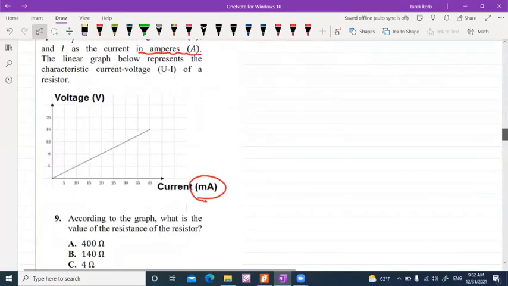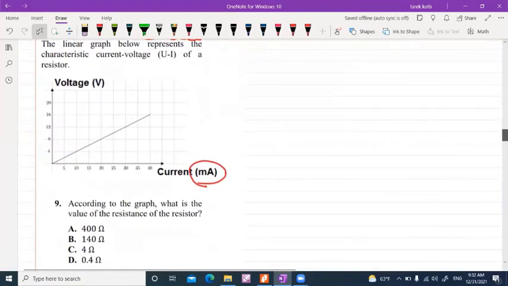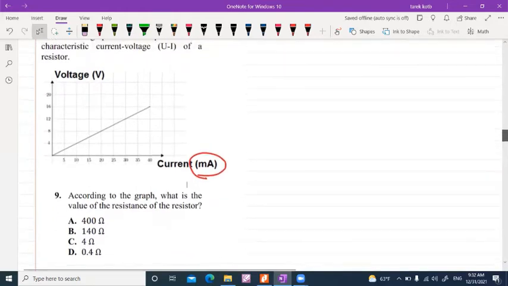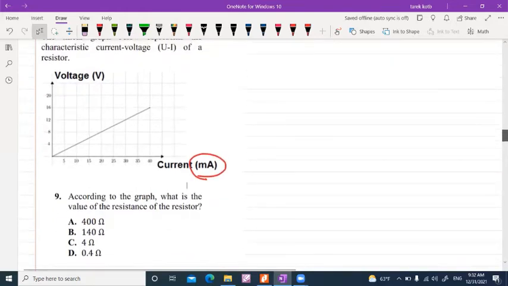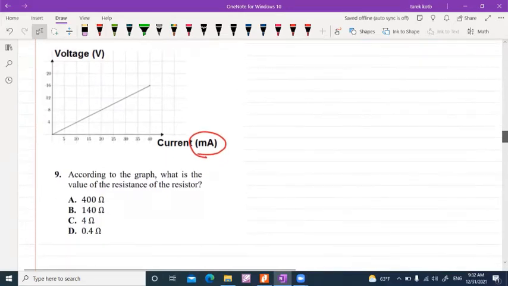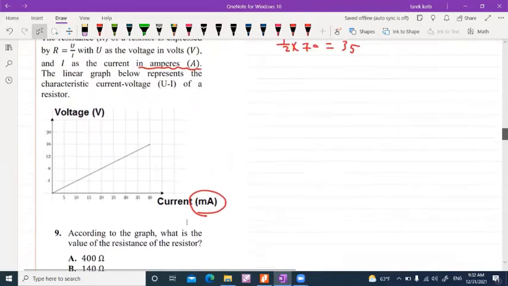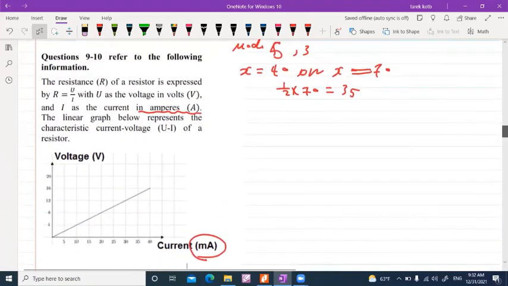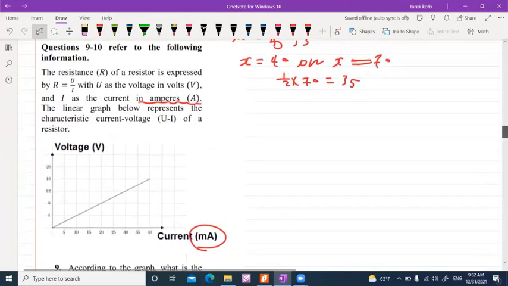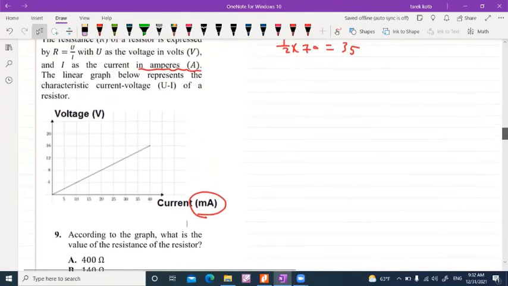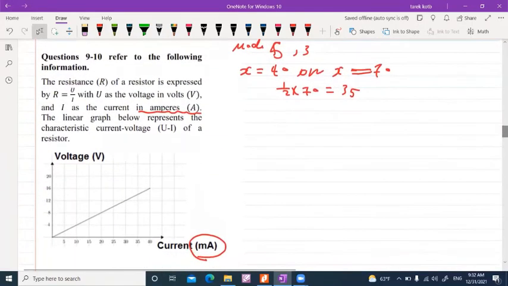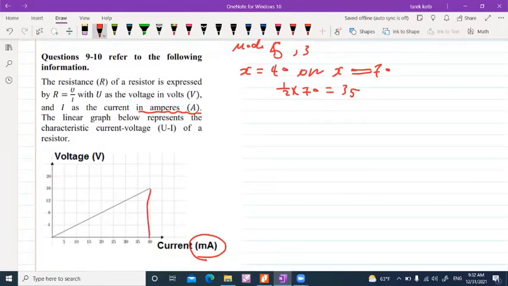According to the graph, what is the value? It's like the meter and the millimeter. The meter is 1000 millimeter. According to the graph, what's the value of the resistance? We said that the resistance is V over I, which means the voltage over the current. Means it is the slope of this line. If you look at this line, can you get the slope of this line? This is the voltage over the current.